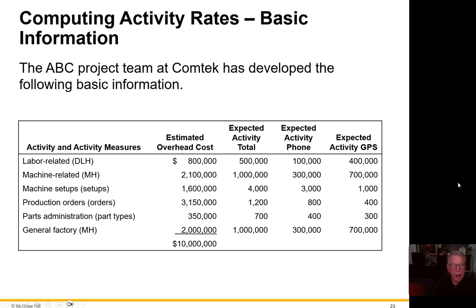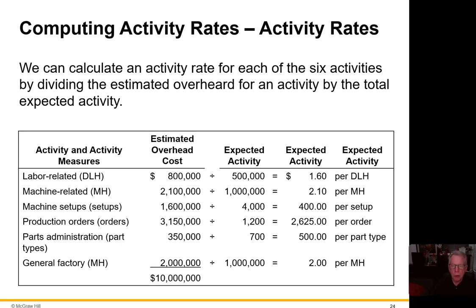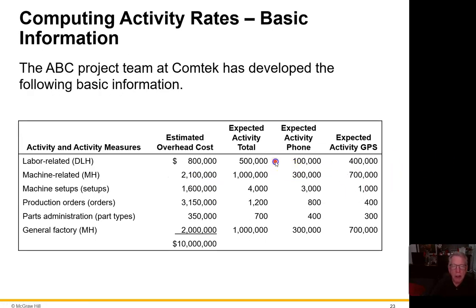Okay, now that we've broken that down into its pieces, we now can calculate our cost pool dollars per unit. All right, so here I take my estimated overhead cost, my expected activity. Now, this is where some students go afoul, and I'll just show you. Look, they are using the total expected activity here and the total estimated overhead here. So we haven't broken it down yet into the phone and the GPS.